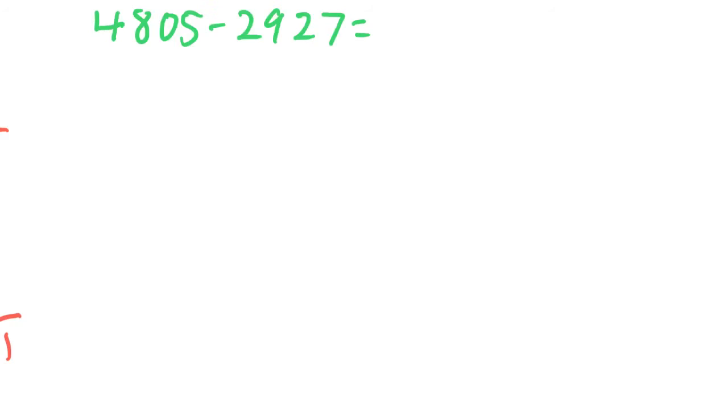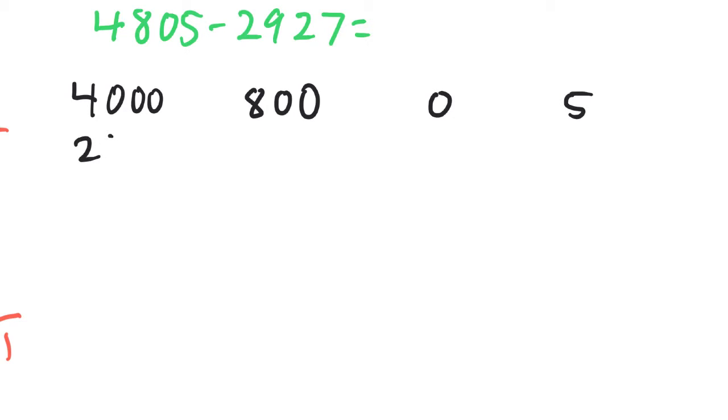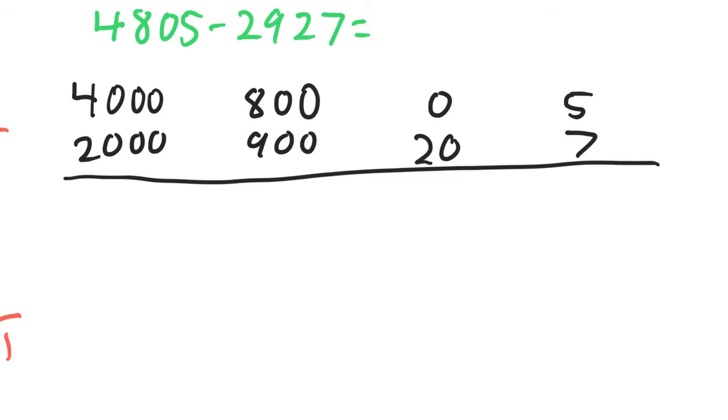Expanded column subtraction, you need a little bit of space for this because we have 4-digit numbers, which means 4 columns. So 4,805. I have a column of 4,000. I have a column of 800. I have 0 in my tens place, and I have 5 in my ones place. And 2,927 would look like that. And we've got to subtract, but it looks like there's a problem here.